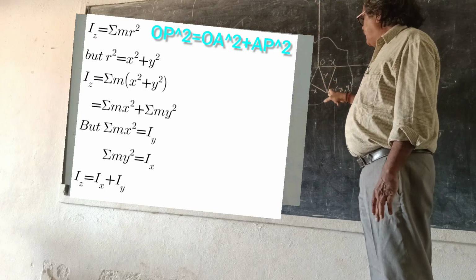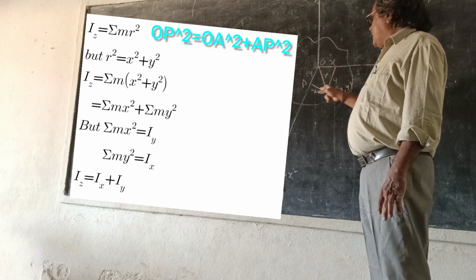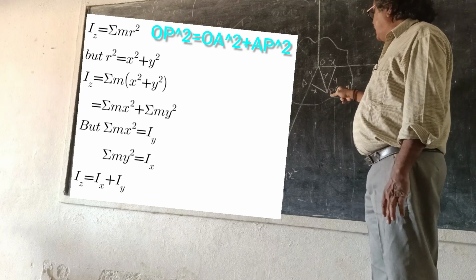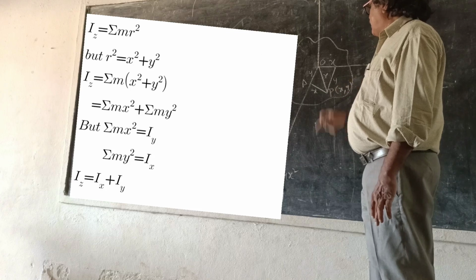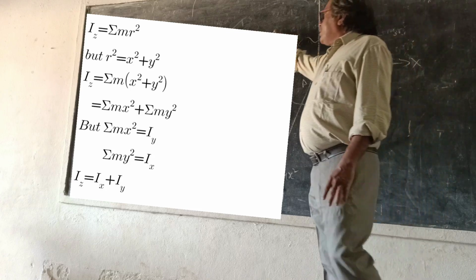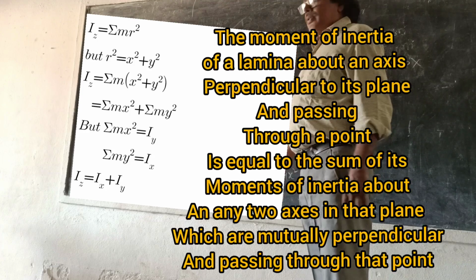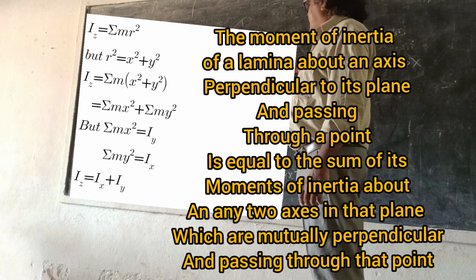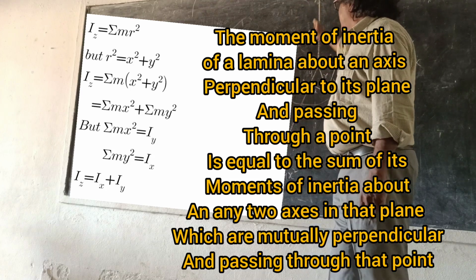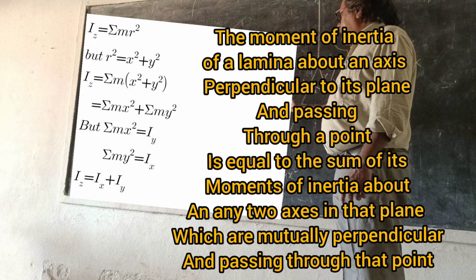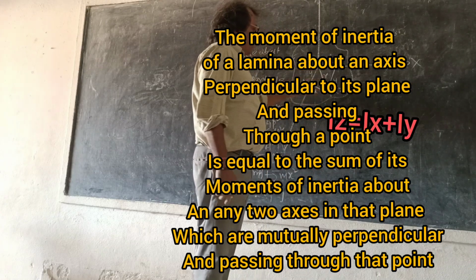On applying Pythagoras theorem, OP square is equal to OA square plus AP square. That is, r square is equal to x square plus y square. The process of calculating the moment of inertia is extended throughout the body. We are applying sigma: sigma m r square is equal to sigma m x square plus sigma m y square. Sigma m x square is equal to Iy. Sigma m y square is equal to Ix. Therefore, Iz is equal to Ix plus Iy.